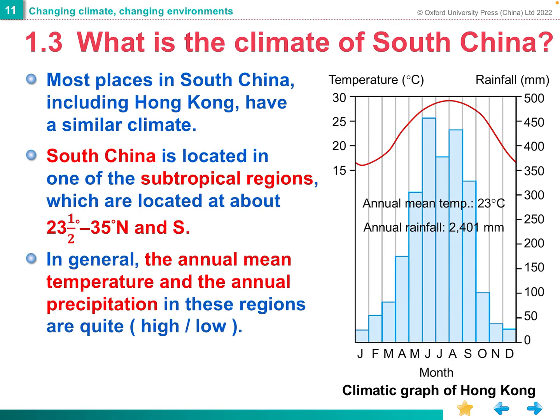Okay, so please highlight in your textbook page 8. Okay, page 8. And we will explain one by one. So for South China, including Hong Kong, just mentioned here, including Hong Kong. So we are not exactly the tropical region. We are in a subtropical region, please highlight subtropical region.